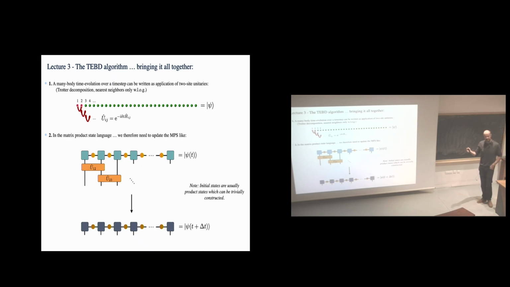I introduced this singular value decomposition construction, but of course in practice you always start with a product state. You start with a simple state. We had many examples here, starting with the Néel state, for example, yesterday, and this is a product state that you can easily write down exactly in this MPS form, and then you just use your time evolution to introduce some type of entanglement in the system, to create these bond dimensions, to grow them.